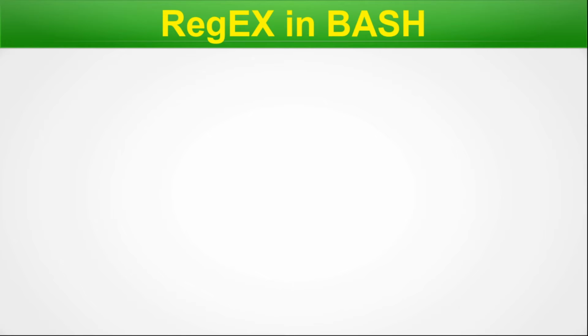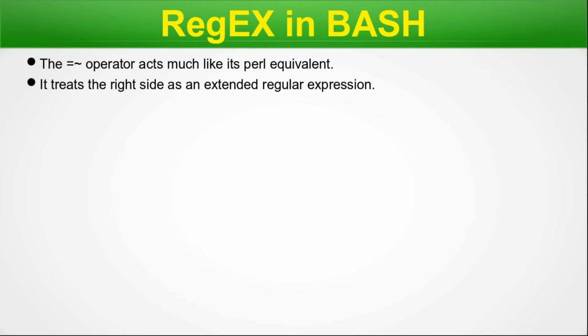So regex is a short form of regular expression. In this section we will talk about regular expressions in bash. The equal to tilde operator acts much like its Perl equivalent. In bash we use this operator for regex matching. It treats the right hand side as an extended regular expression. Okay, so let's see some examples here.